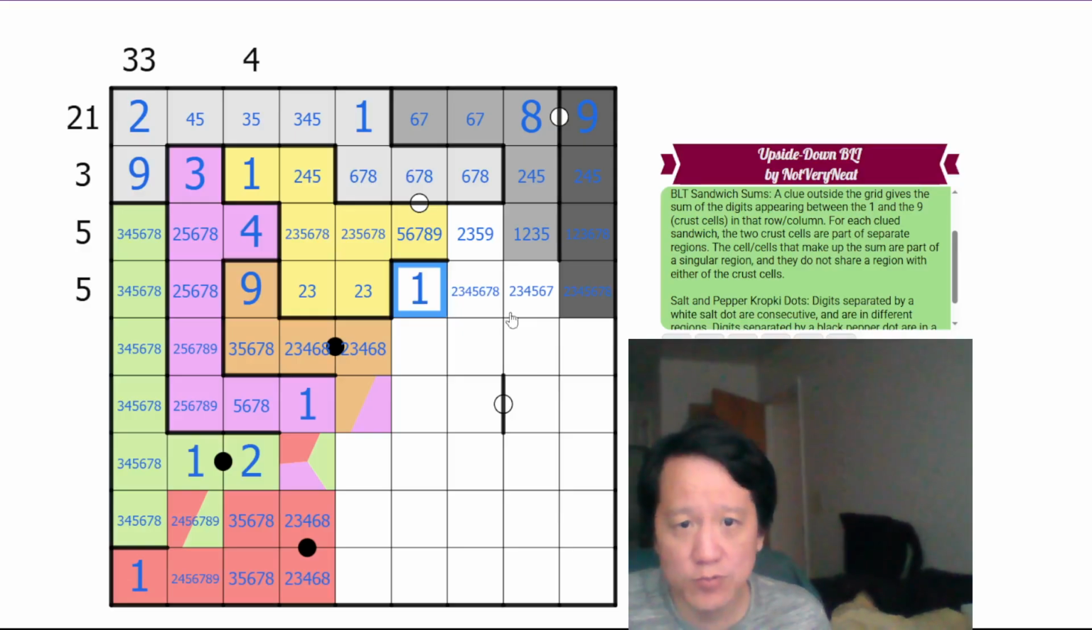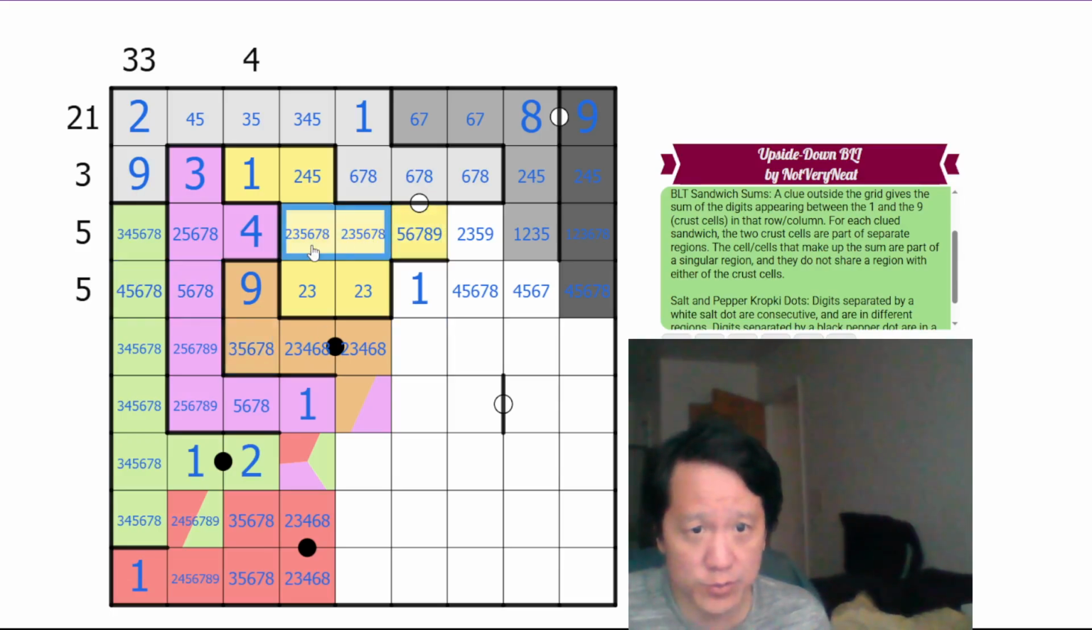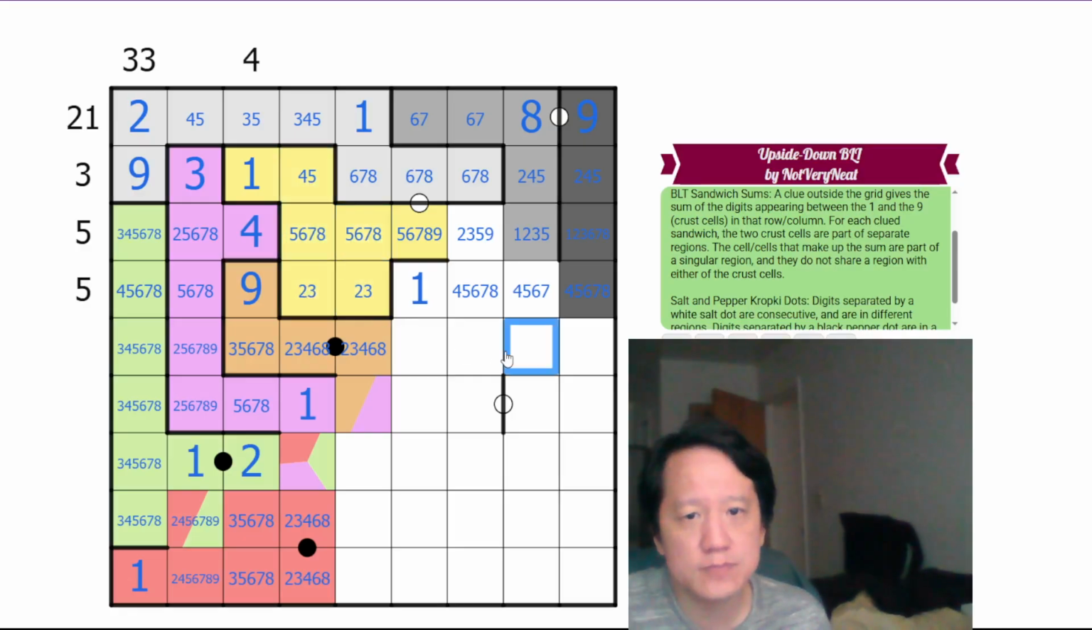So we know this is 1. That eliminates 2 and 3 in the rest of the row. No 2, no 3. No 2 or 3 in the rest of the yellow region. This is a separate region. It's not the same as orange. We have 1, 2, 3, 4, 5, 6, 7, 8, 9. Then that must be yellow there.